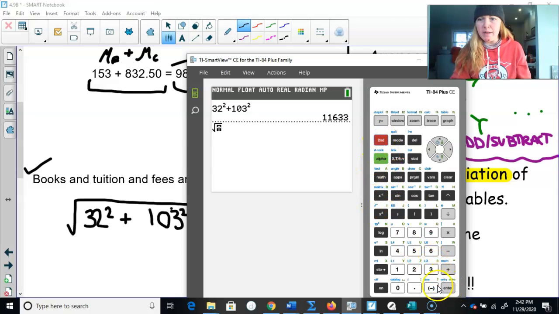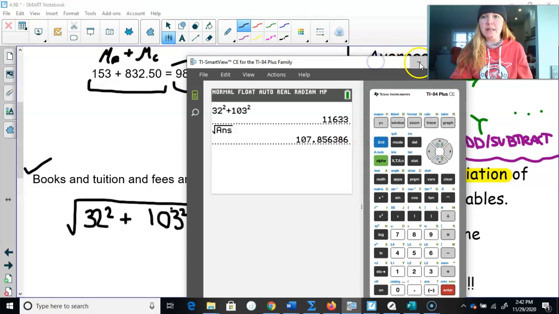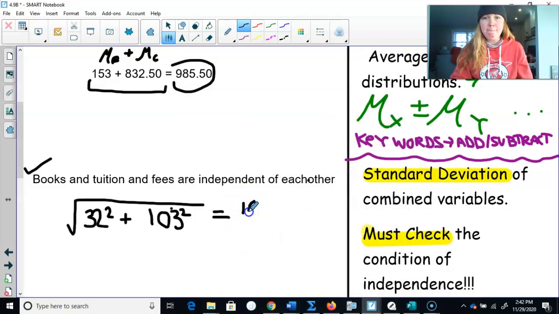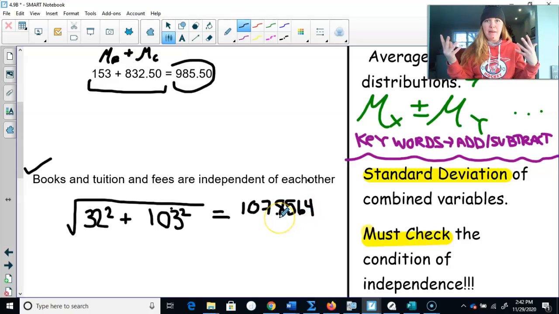You could type it in all at once as well. I just didn't. Okay, so we have 107.8564. There you go. Combining variables, right? Add or subtract, whatever you're doing for the means. Standard deviation, check the condition. You will get docked on a test if you don't do that, okay? Show me your work in the formula. Give me the correct answer there now.